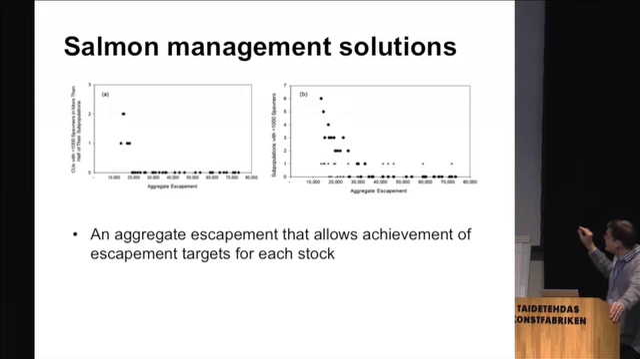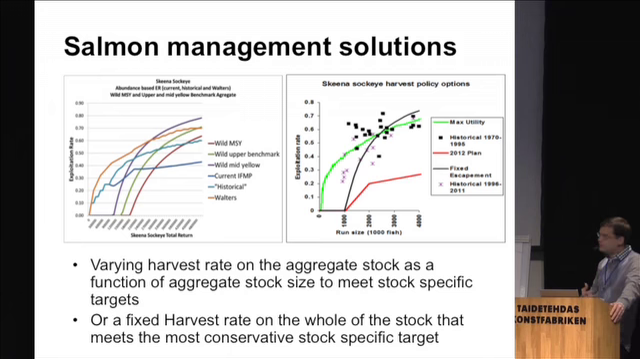There's a key problem with this: your expected run size for a large run on this system is between 40 and 60,000 fish. So in order to meet those stock-specific targets, you're foregoing an enormous amount of the harvest available on the aggregate. A second way to use these stationary relationships is to come up with some way to vary harvest rate with the aggregate stock, again to meet those same stock-specific targets.